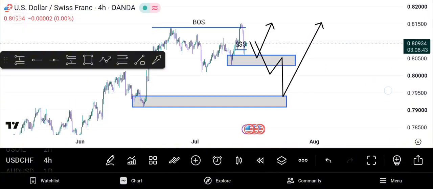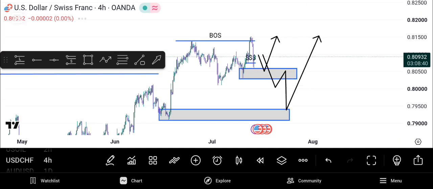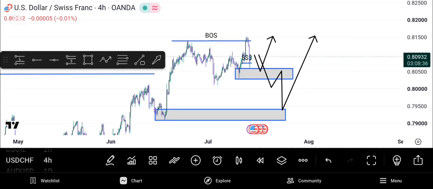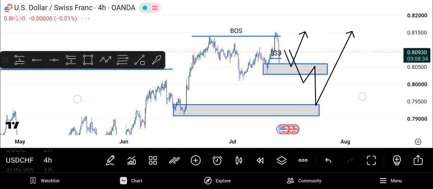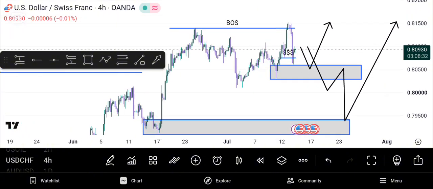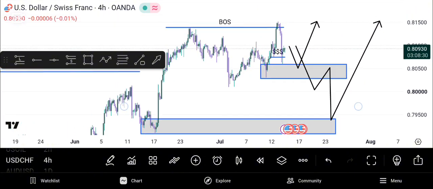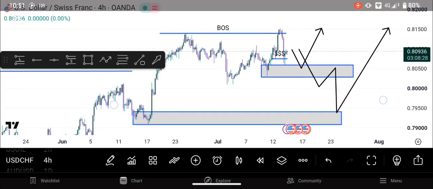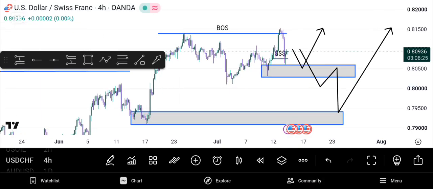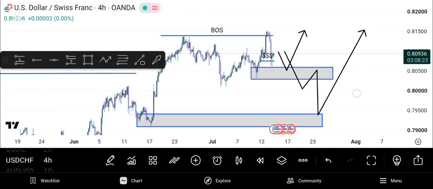So this is my setup for USDCHF. I'll be waiting for things to happen tomorrow in the morning. So this is USDCHF. If you trade USDCHF, this is the USDCHF analysis.